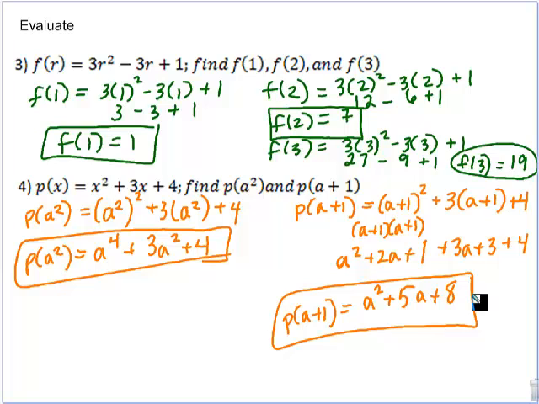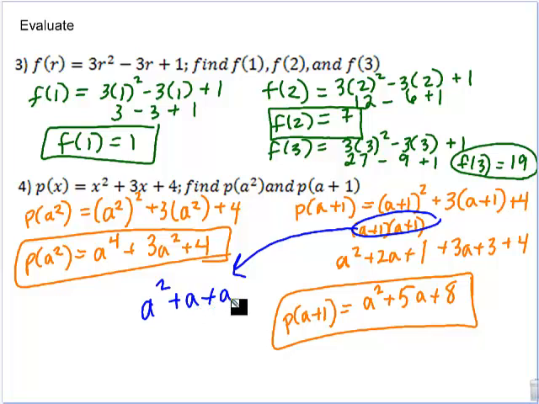How we got the 2a? Yeah. We foiled these two together. We skipped the middle step because we should be able to do that. So first is a squared. Outside is plus a. Inside is plus a. Last is 1. A plus a is 2a. So we did the middle step in our heads. All right, so is that okay? All right, so that's all review.